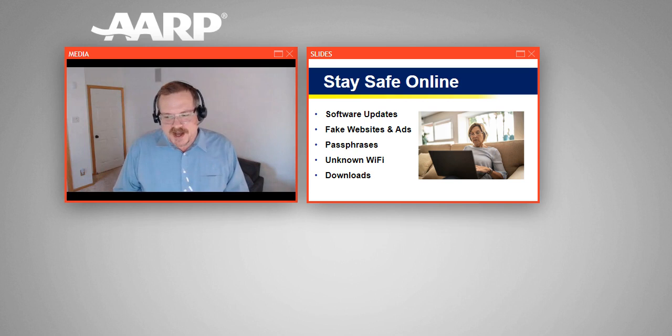And I get this question often: how do people know if they see a pop-up window on their computer that says it's time to update your software, how do they know it's real or not? Well, every software system's a little bit different, so it's just important to take a little time and research what a legitimate software update notification looks like on your device, on your system, on your software, compared to what a fake one might look like if it's coming from the internet.